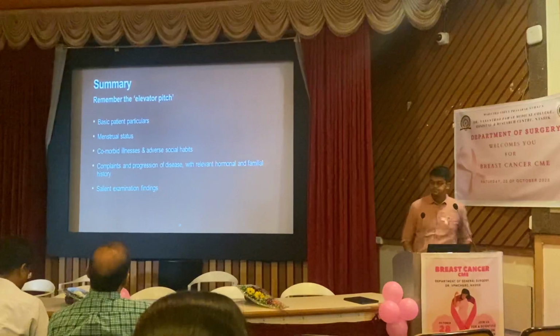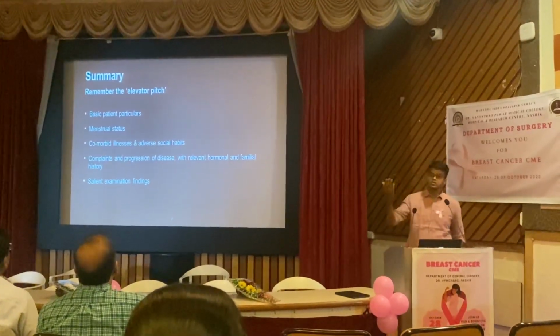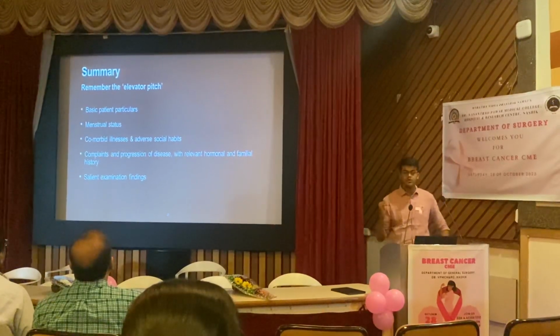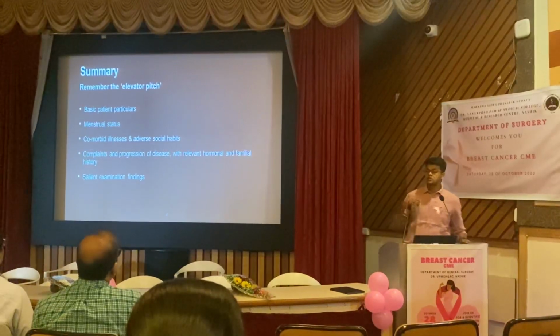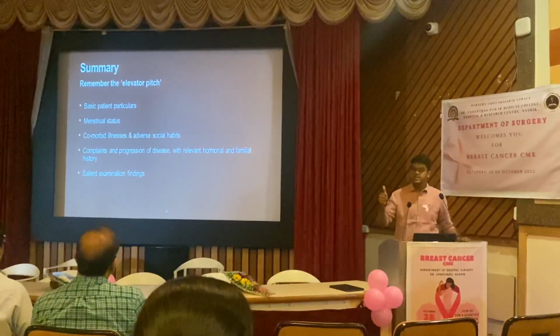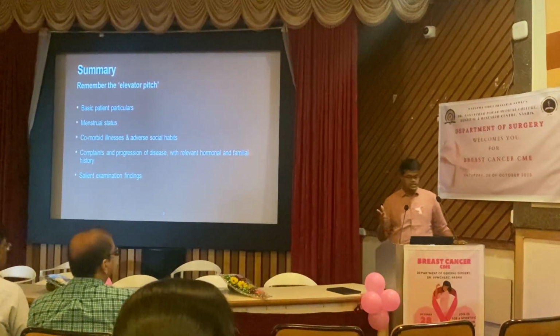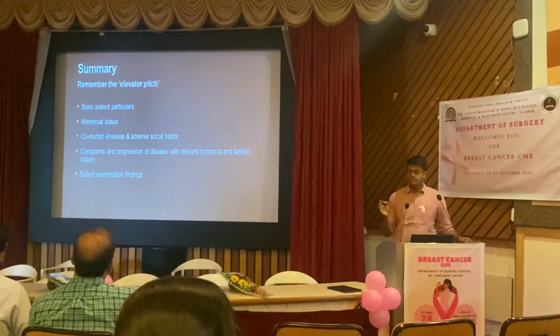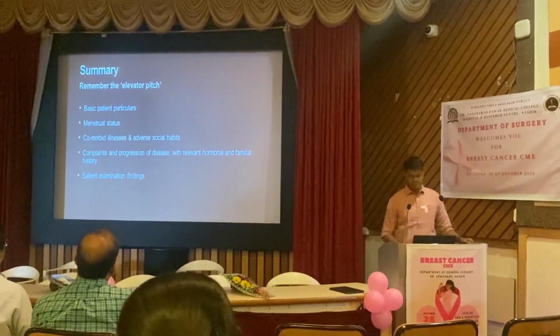Okay, summarizing. The history has to be summarized. Remember, imagine you are reporting about this case to some super consultant, and you have to report to them between 2 floors on an elevator, right? So that's what I call the elevator pitch. So when you're doing the elevator pitch, please remember only the salient points. Basic patient particulars, menstrual status, comorbid illnesses and adverse social habits, complaints and progression of the disease with relevant hormonal and familial histories has to be part of your summary, and salient examination findings.